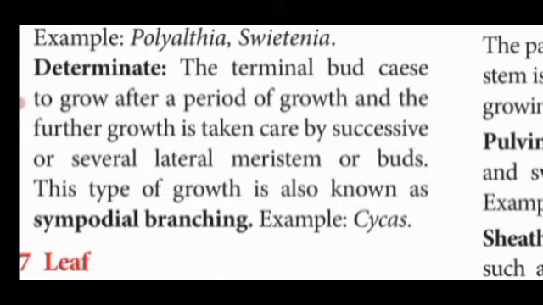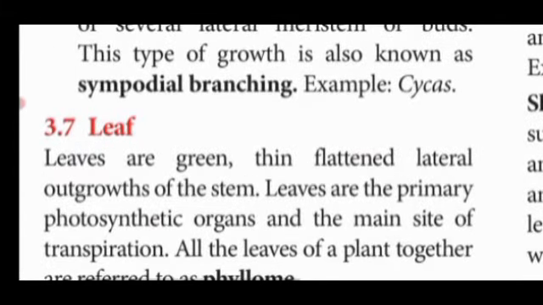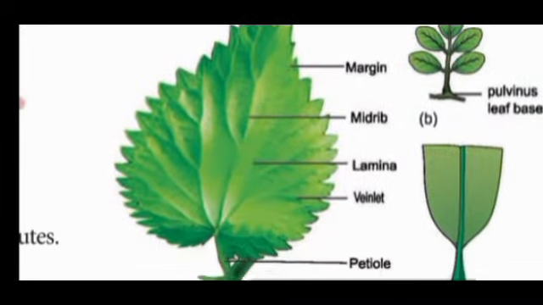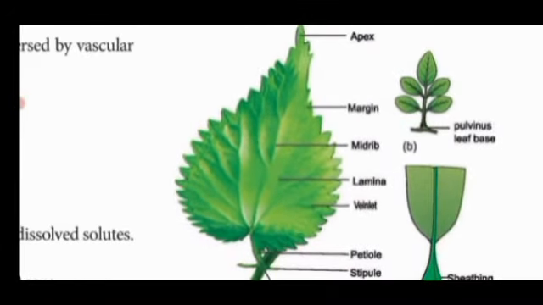The next is the leaf. The leaves are green, thin, flattened outgrowths of the stem, and they are exogenous, seen outside in origin. They arise from the nodes of the stem and have limited growth and limited lifespan.